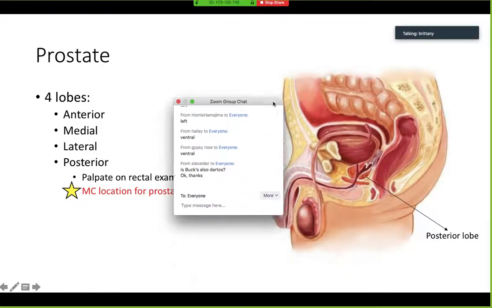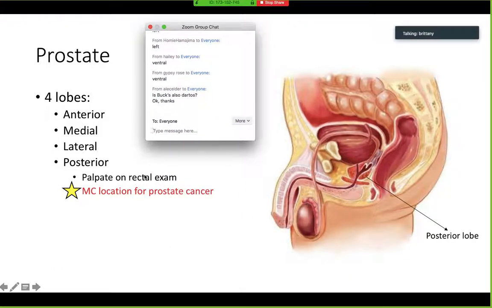All right, and then this last year was a test question. So 4 lobes of the prostate, and then the posterior lobe, this is the most common location for prostate cancer. So I would definitely, at minimum, commit this to memory.